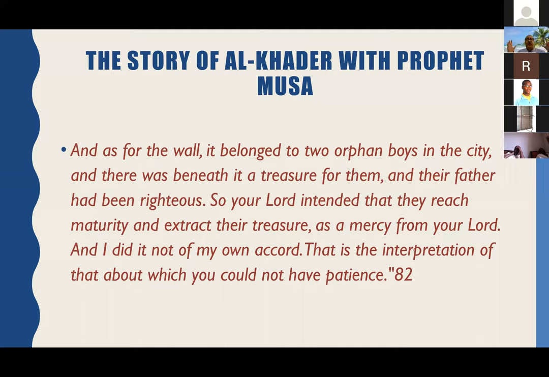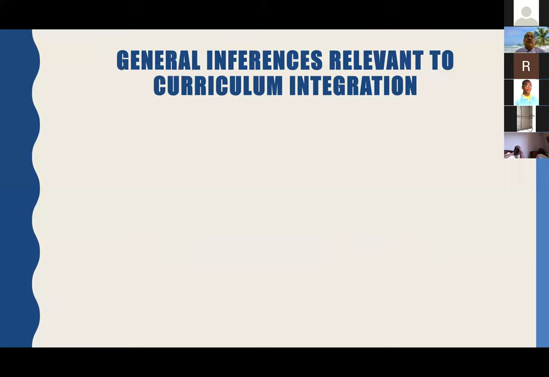Now again, we are talking about attributes of Allah Ta'ala. We are talking about iman and ibadah, and that ultimately has given us taskhir, has given us everything in this life to utilize in order to construct this life and also succeed in the hereafter. That is the interpretation of that about which you could not have patience. Now this is a complete integration. You cannot find it anywhere else.